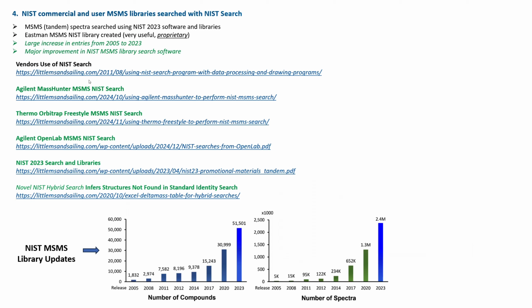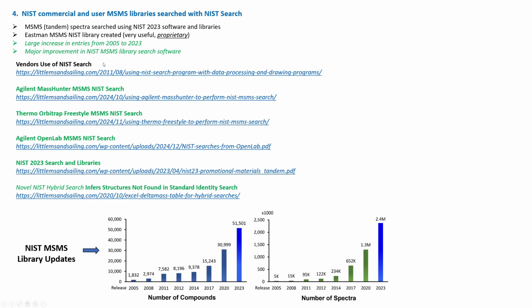The NIST commercial and user MSMS libraries are searched with the NIST search. We search their tandem spectra using the NIST 23 software and associated libraries. We also use the Eastman MSMS NIST library, which is very useful, so I highly suggest you create one for yourself, but it is proprietary. There's been a large increase in the entries from 2005 to 2023, 2024 actually, but you can see down below that it's gone from 1,000 up to 51,000 and from 5,000 associated spectra to 2.4 million.